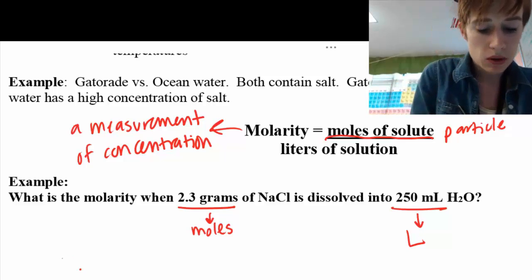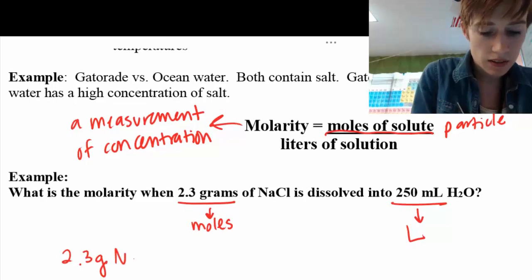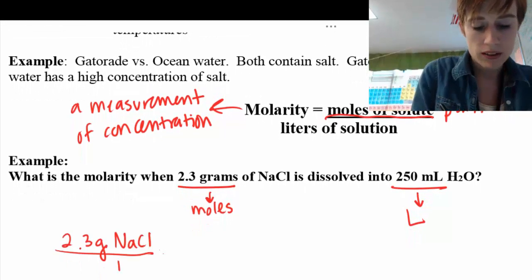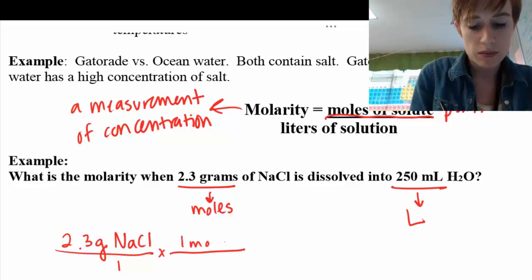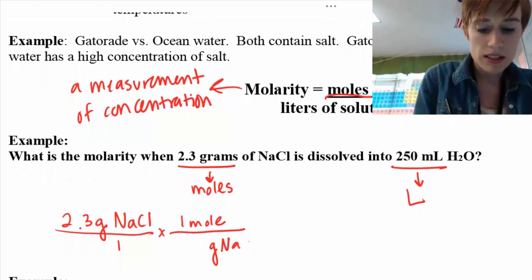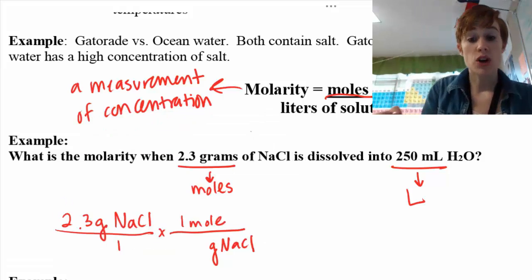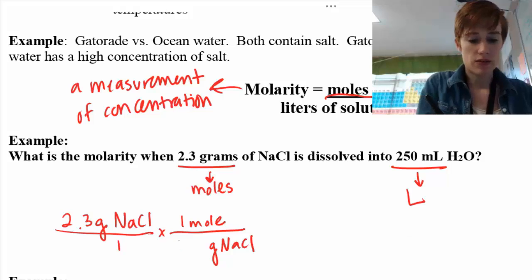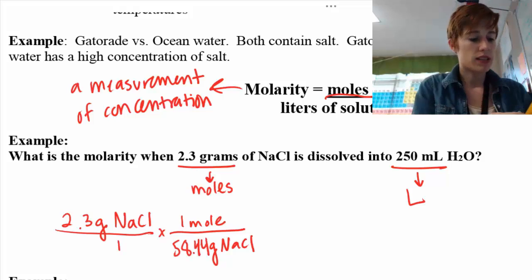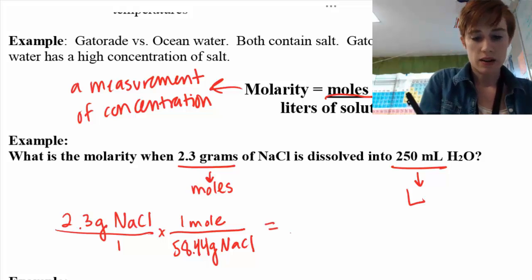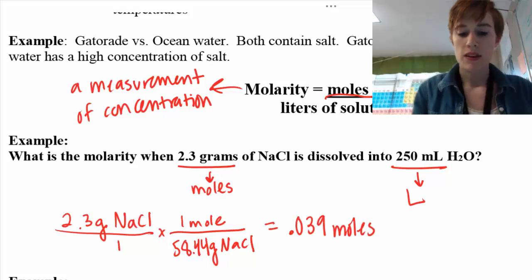Well, to convert grams to moles, I take grams of my solute over 1, and I'm essentially going to divide by the molar mass. So what's the molar mass of NaCl? Well, to solve this problem, I'm going to have to add the molar mass of sodium to the molar mass of chlorine. The total molar mass of Na plus Cl together is 58.44. So I take 2.3 and divide it by 58.44, and I get 0.039 moles.